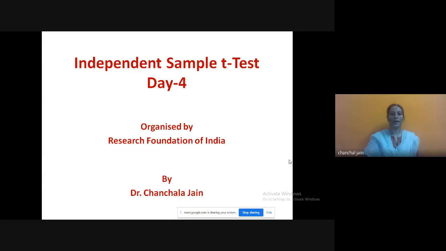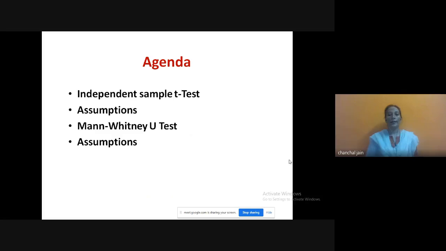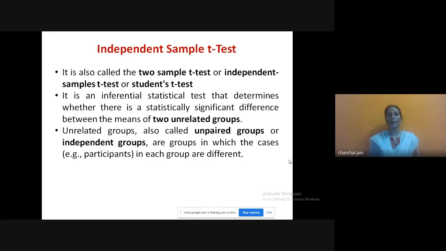So now we are starting with the independent sample t-test first. The agenda for the day is we will discuss the independent sample t-test and its assumptions, and then the Mann-Whitney test along with its assumptions. And all the assumptions we will check in the case of both the tests. So firstly, I am discussing the independent sample t-test.